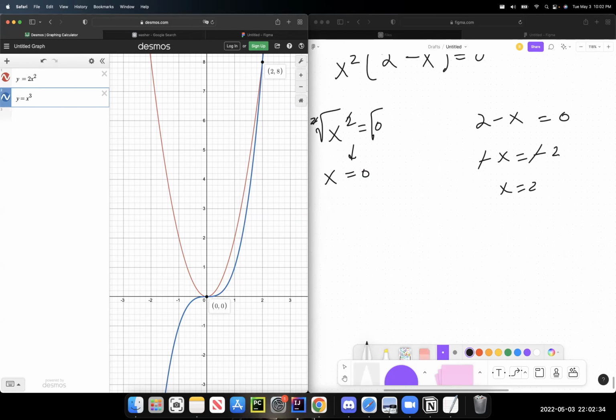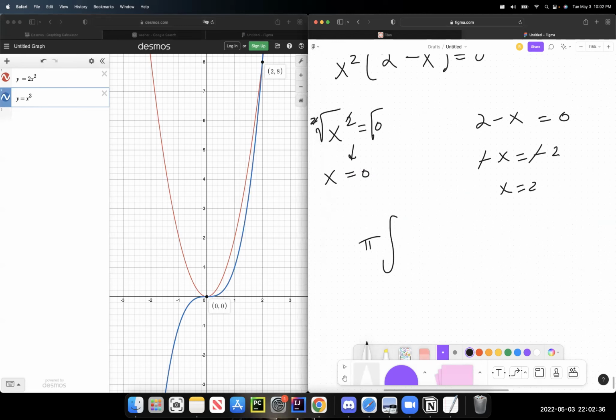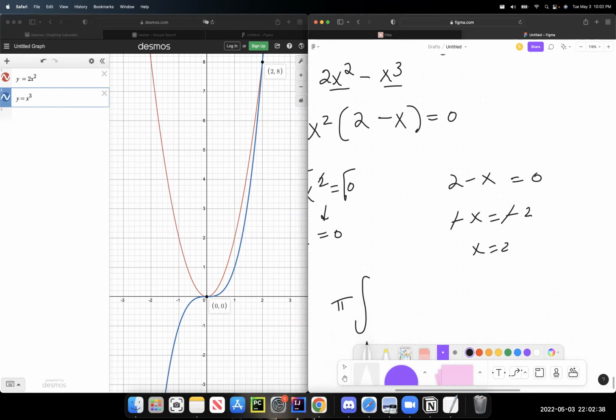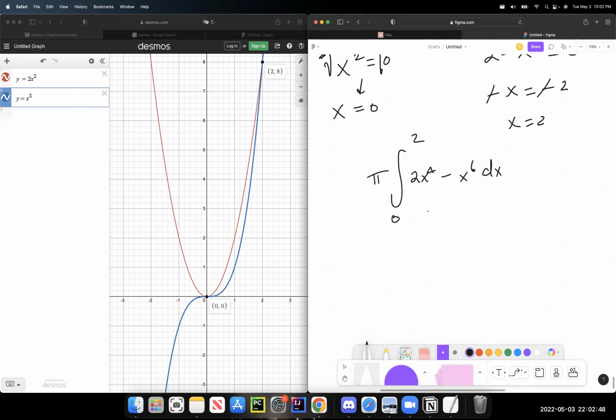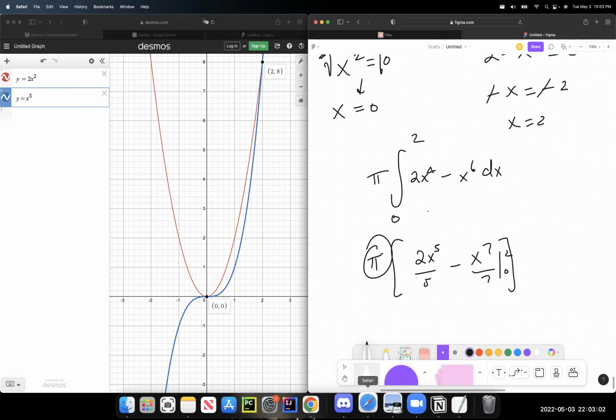So we're left with pi. And again, we said 2x to the fourth minus x to the sixth. So we have 2x to the fourth minus x to the sixth dx. And then we solve this for 0 to 2. How would you take the integral? You'd say pi times 2x to the 5 over 5 minus x to the 7 over 7. And then you'd evaluate from 0 to 2, multiply that by pi, and that would essentially be your answer.